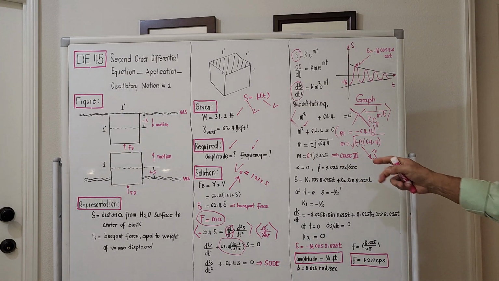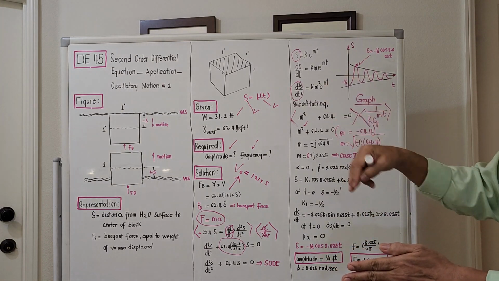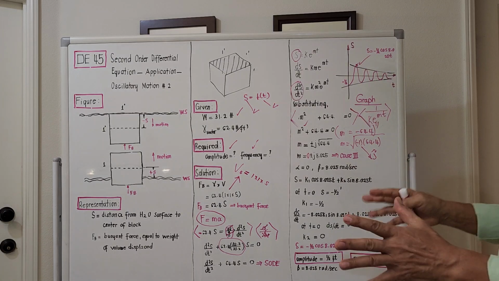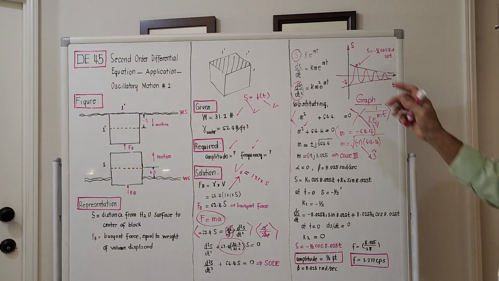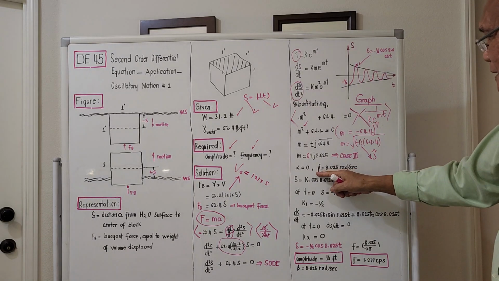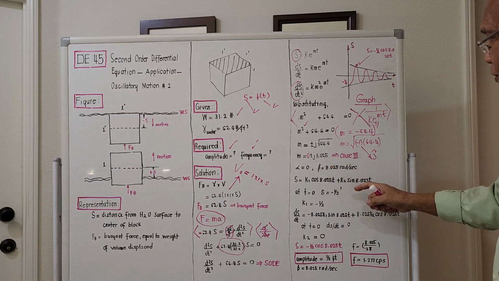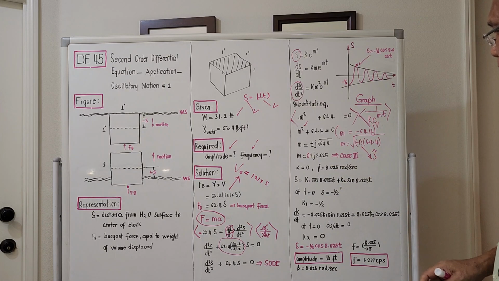Because the resulting equation will be an oscillatory motion, there is a natural frequency of oscillation. It is oscillating, and the oscillation is represented by beta. And the unit of beta is radians per second.